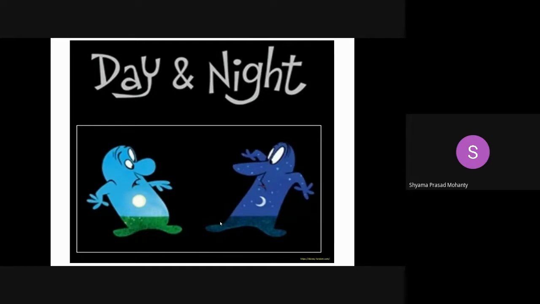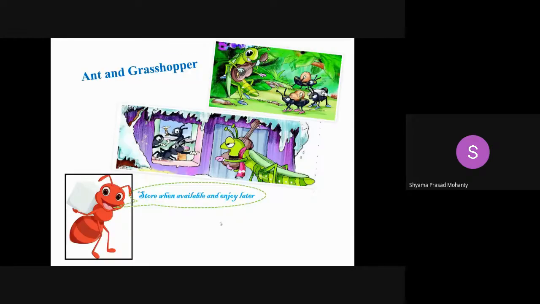So we need some devices which can be helpful to us during the night time. One part is your day, another part is your night. We have to take care of both. In this regard, we have this story of the ant and grasshopper, that you have to store it for the time where you can utilize it.